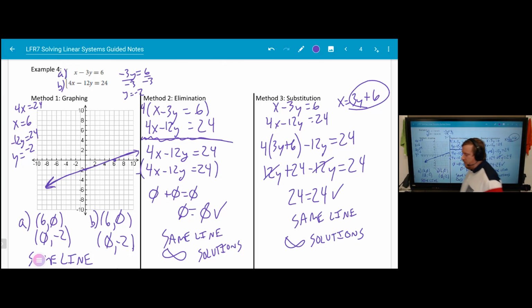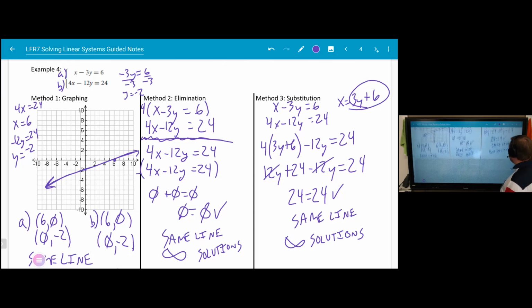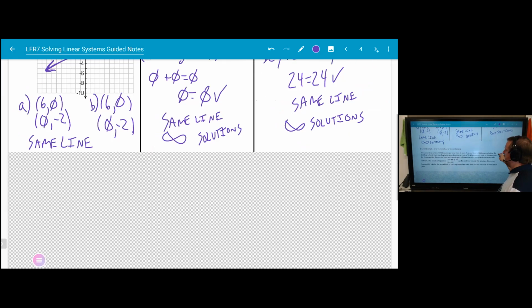Okay, you've seen the 3 methods 4 times. We've also kind of at this point got an idea of maybe when one is better to use than another. So that's what our last part is, kind of a discussion.